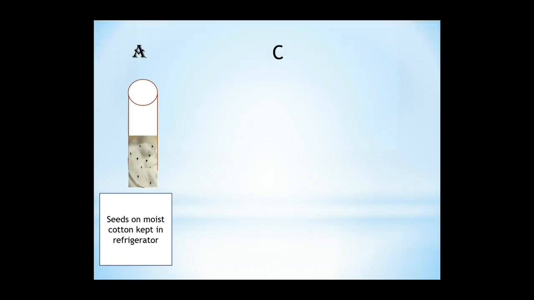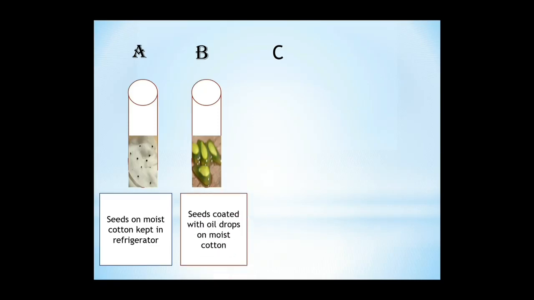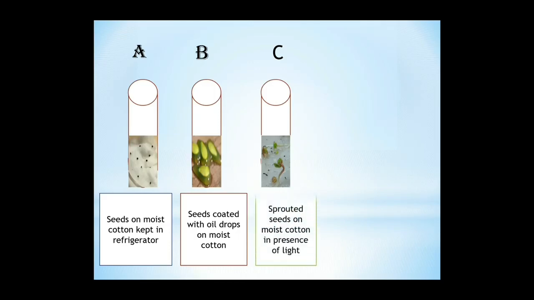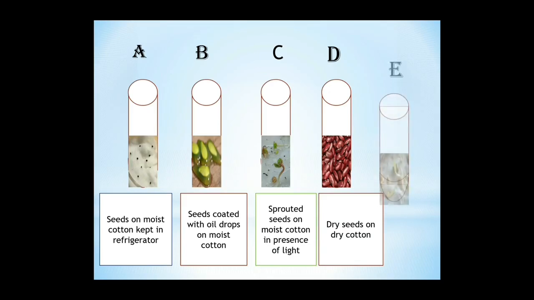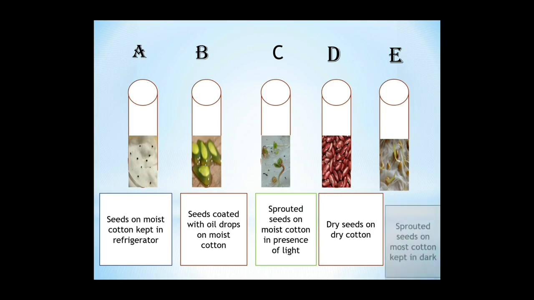Test tube B, keep a few seeds coated with oil in a test tube. Next, test tube C, keep a few seeds on moist cotton in the presence of light. Test tube D, keep a few dry seeds on dry cotton. Test tube E, keep a few seeds on moist cotton and keep this in dark.